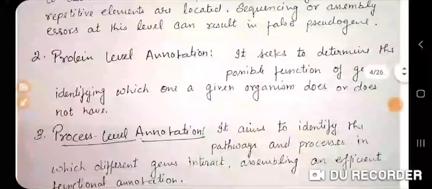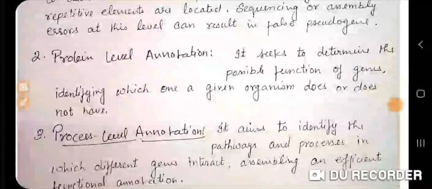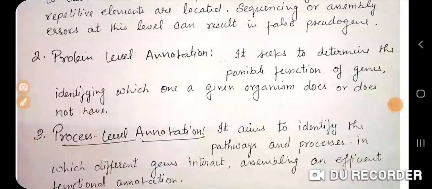Next thing is protein level annotation. When we determine the functions, because functions are performed by proteins. If we talk about the hierarchy, it is DNA to messenger RNA and then protein. Whenever there is a functional requirement in the body, it informs the DNA. DNA will code accordingly the messenger RNA, and that messenger RNA produces the protein which will function.